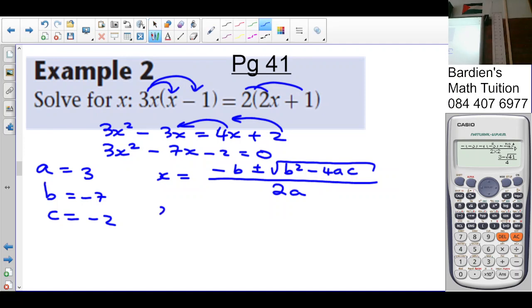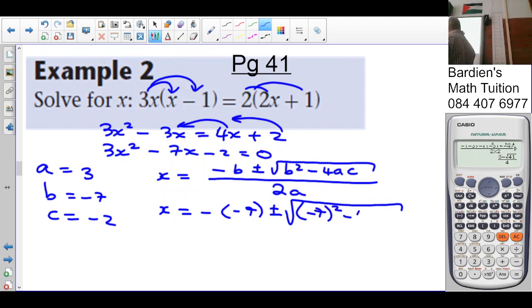So we got x equals, what's your b value? Negative 7. So it's negative into negative 7 plus minus the square root of negative 7 squared minus 4. What's your a value? 3. What's your c value? Negative 2. And this is all over 2, and your a value is?